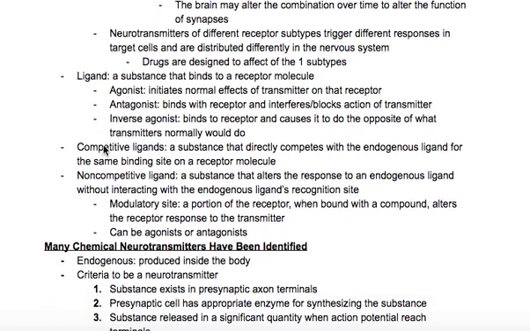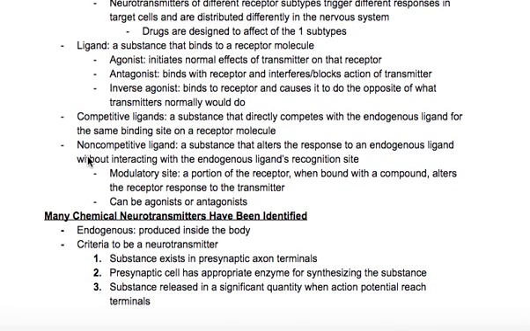There's different types of ligands that either block receptors, and those can be competitive or non-competitive. Competitive ligands are substances that directly compete with endogenous ligand for the same binding site on a receptor molecule. So when they bind, the endogenous ligand can't bind, and thus they can't have their normal effects. The non-competitive ligand then alters the response of the endogenous ligand without interacting with the endogenous ligand's recognition site.